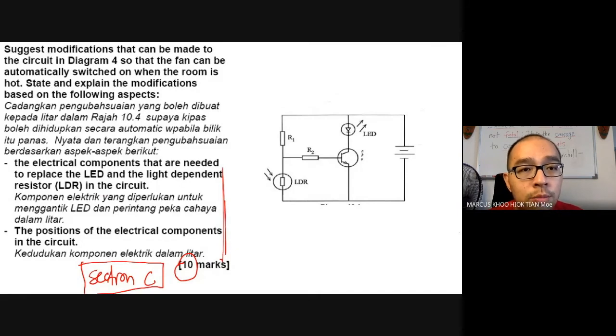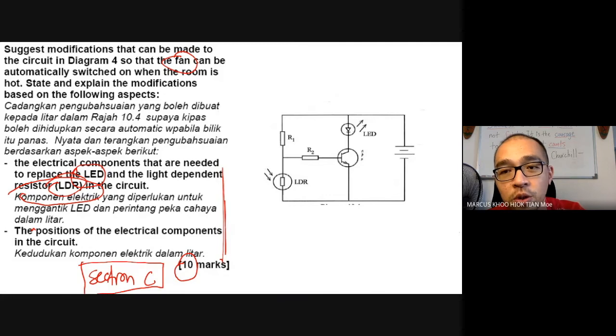So how do we modify this circuit so that we can include a fan that is automatically switched on when the room is hot? These are the aspects. Number one, we have to think about what other electrical components we want to replace the LED and the light-dependent resistor with. Secondly, we want to talk about the positions of the electrical components. Let's talk about the LED first. What would we change the LED with?